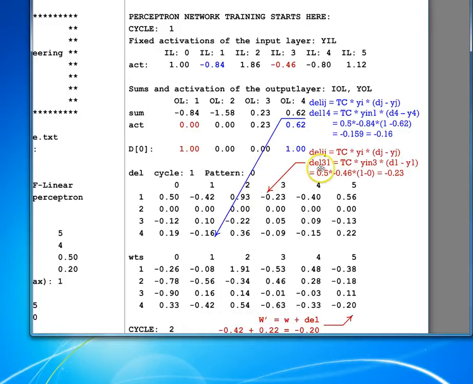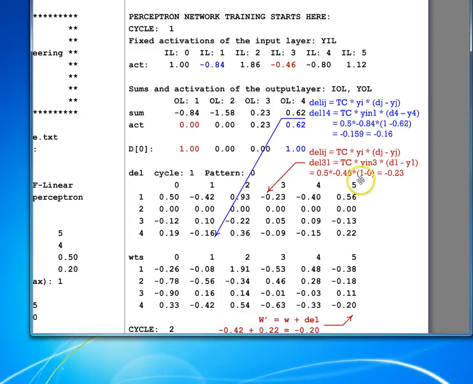Again the delta of 3 to 1, again the training coefficient is 0.5, and yn of 3 happens to be minus 0.46.